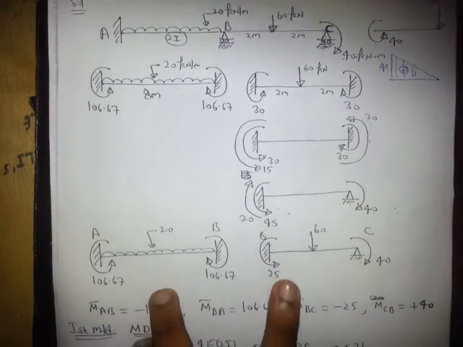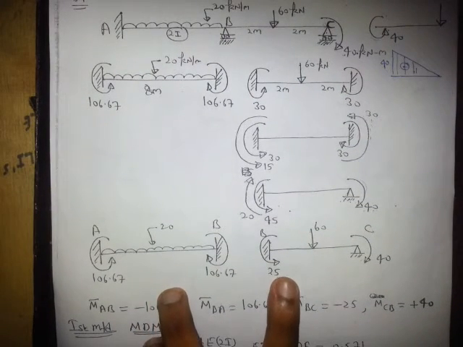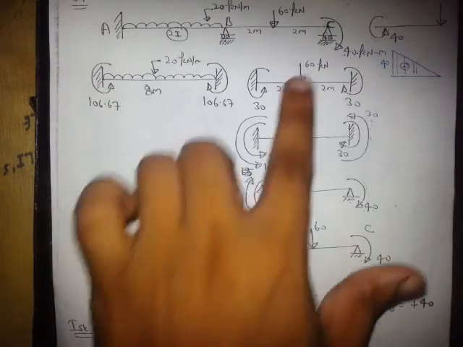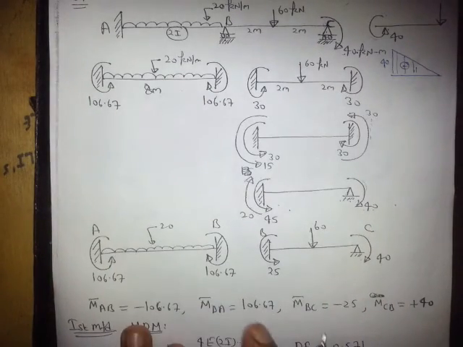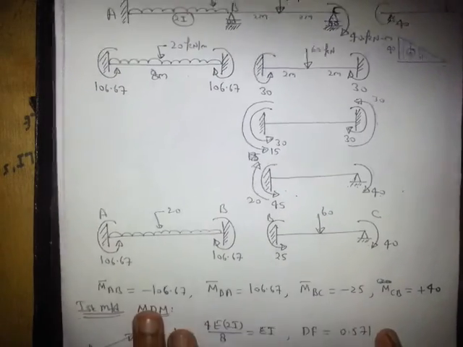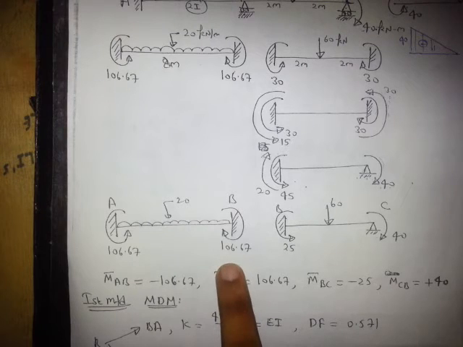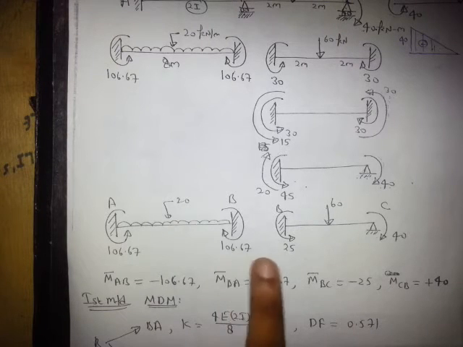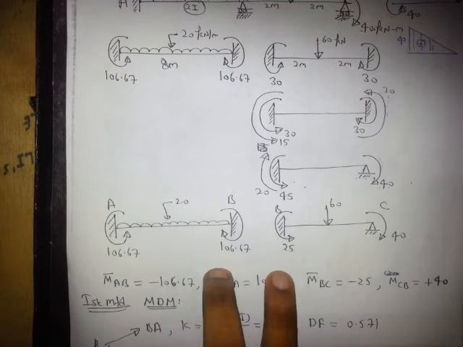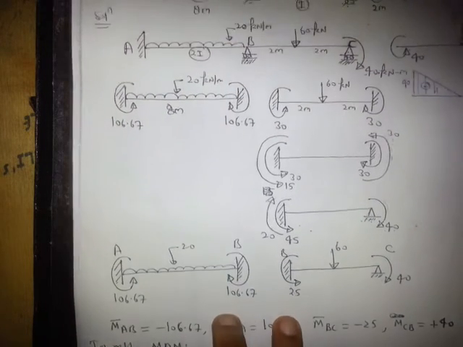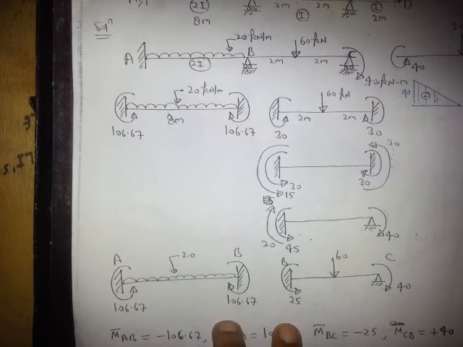So these are not the correct moments, but we try to make a little bit of correction at this end. Finally, these are not the correct moments. We want to find out the correct moments, which will be calculated by distribution, because at this joint, from one end it is 106.67 and from the other end it is 25, so it is not balanced. So first of all we will calculate the distribution factor. How will we calculate the distribution factor?